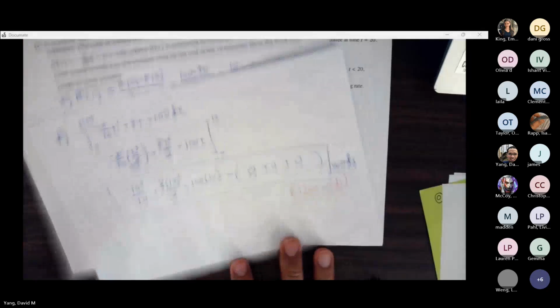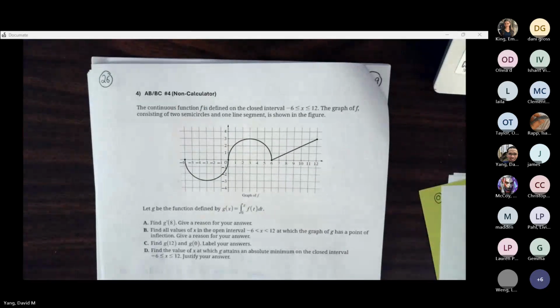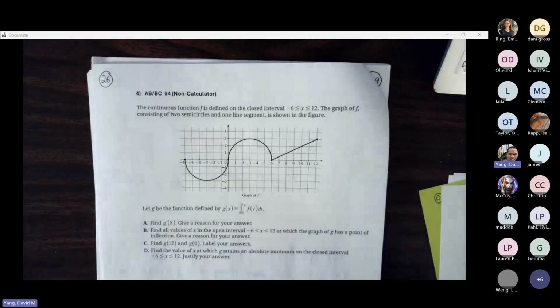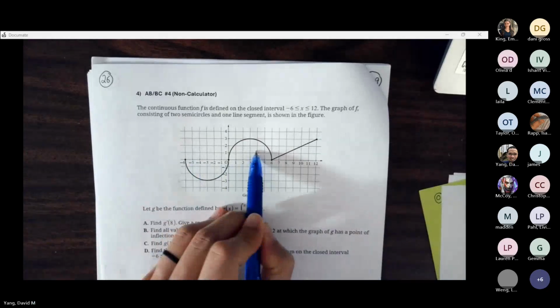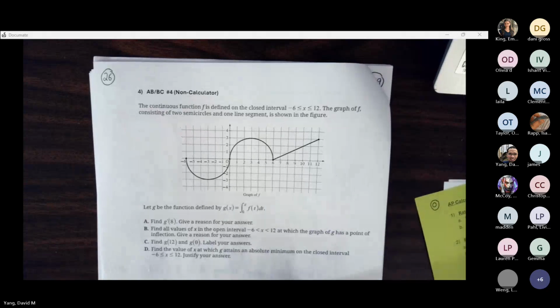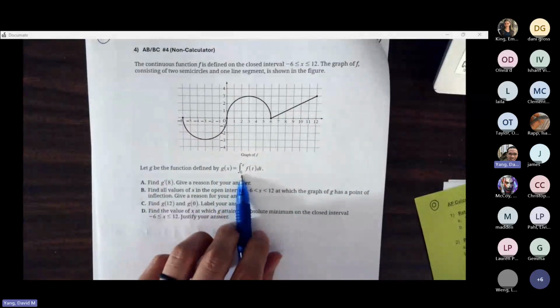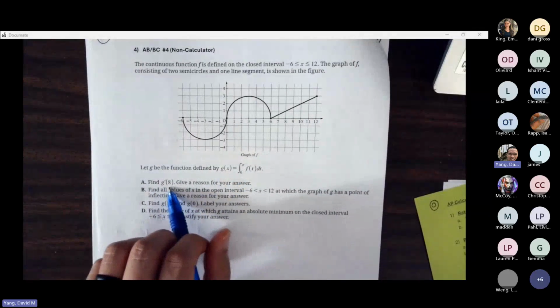All right, next up. Number 4, continuous function f is defined on the closed interval from -6 to 12. The graph of f consists of 2 semicircles and a line segment shown. Let g be the function defined by g of x equals the integral from 6 to x of f of t. Find g prime of 8, give a reason for your answer.